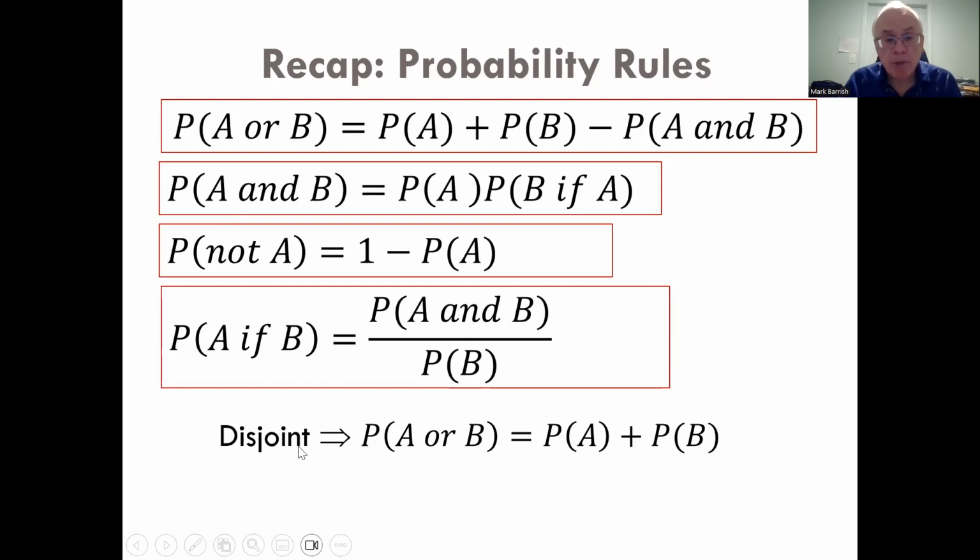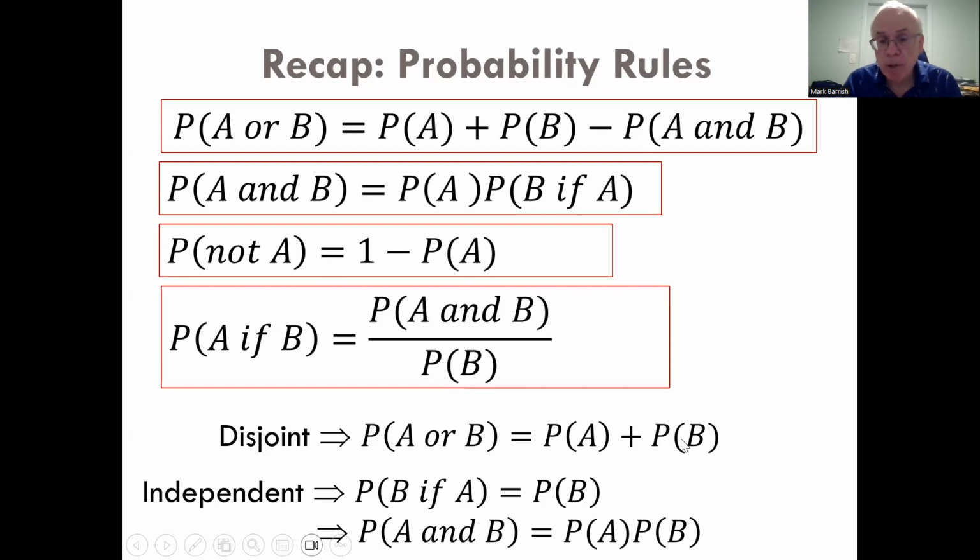And then these special cases, disjoint means that there's no elements in common between events A and B. In other words, they cannot occur at the same time. So the probability of A or B is simply the sum of probability of A plus probability of B. And then the independent one says that if A and B are independent, that means knowledge of one of the events does not change the probability of the other event. For example, the probability of B if A is simply the probability of B. And then if we wanted to find the probability of A and B, we simply multiply the probabilities of A and B if they're independent.